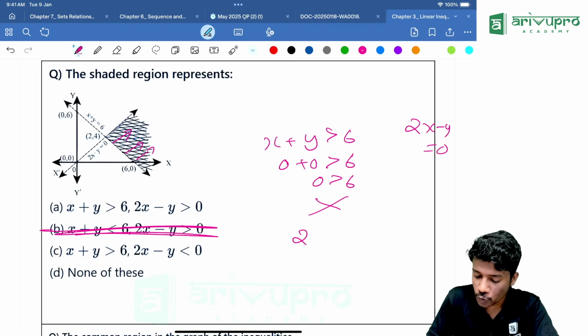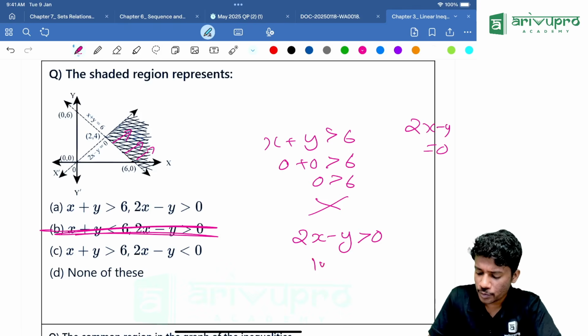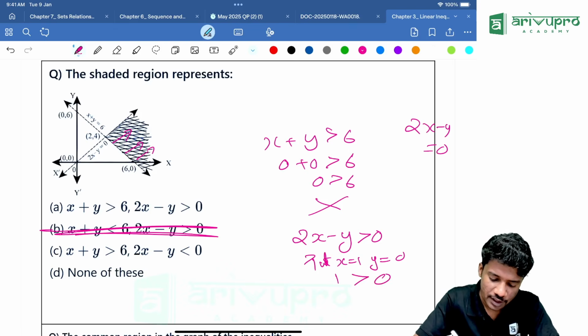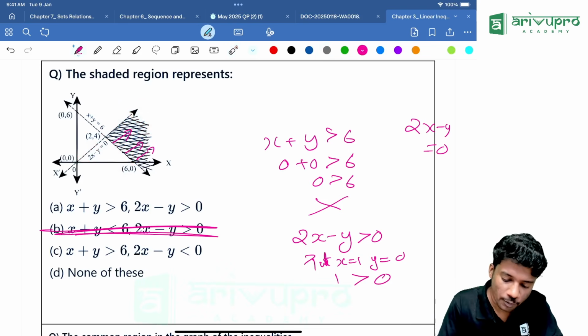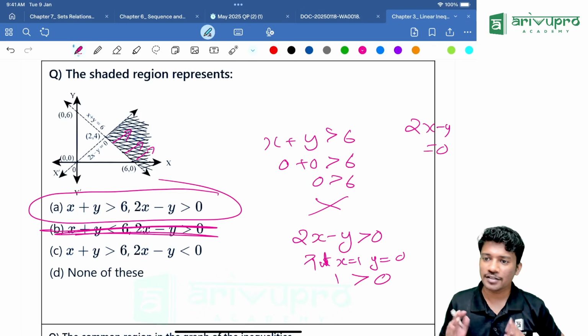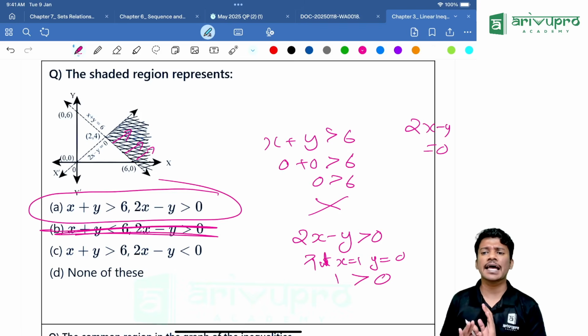Now we need to check whether 2x minus y is greater than 0 or less than 0. First we will check 2x minus y greater than 0. Which value will we take? Take 1, 0. Put x is equal to 1, y is equal to 0. That means 1 is greater than 0. That means correct. It is coming towards this side. Correct? 1, 0 side. That means Option A is the right answer. Everyone understood this? Clear? Using the options only we will find the answer. Just hit the options, you will get the answer.